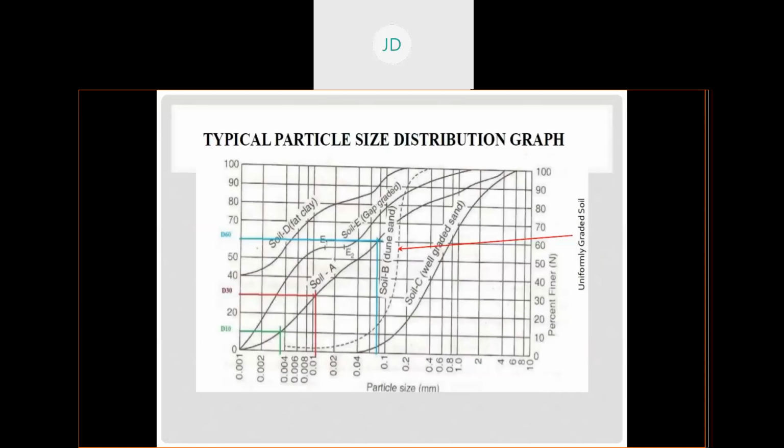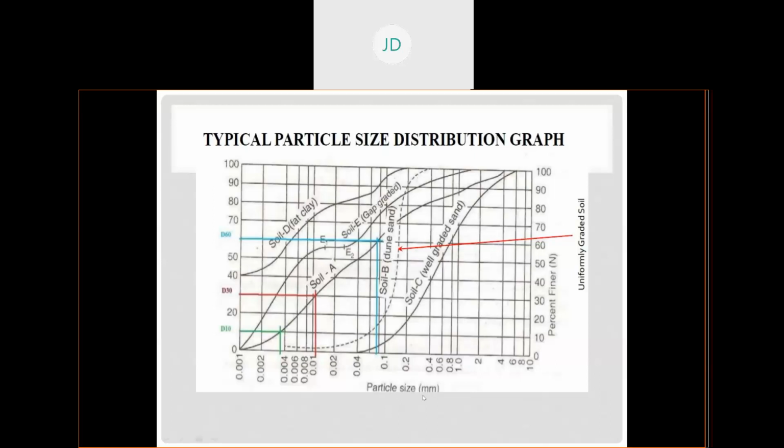This curve we have also discussed. This graph is called the particle size distribution curve for different soil samples. Every curve represents a different grade of soil, and the name of the particular type of soil is written along the graph. This graph is known as the particle size distribution graph, and this curve is known as the particle size distribution curve.